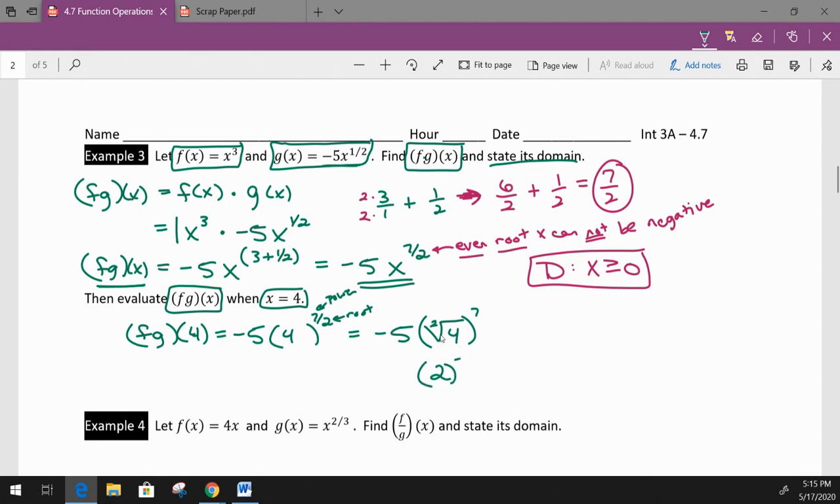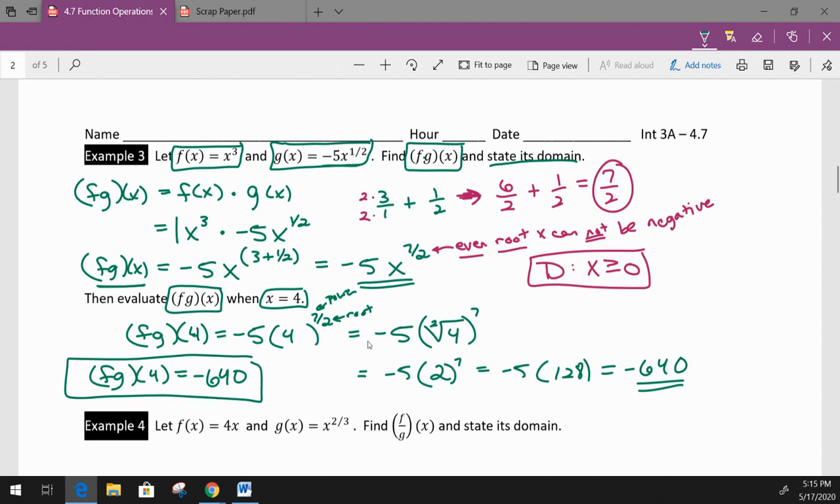When you take 2 to the 7th power, remember you cannot multiply by the -5 until you've simplified the exponent. So 2 to the 7th power, yes, is 128. So -5 times 128 does equal a negative 640. Going back to the beginning, fg of 4 equals -640.